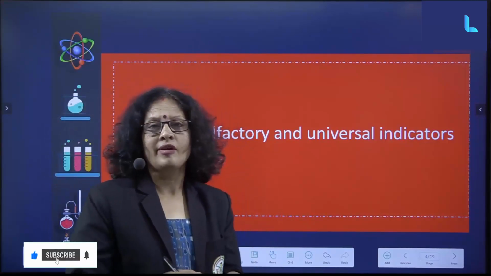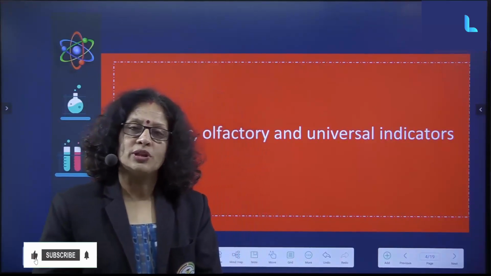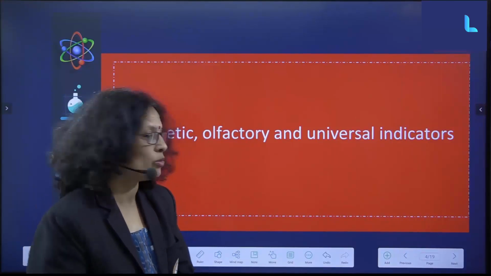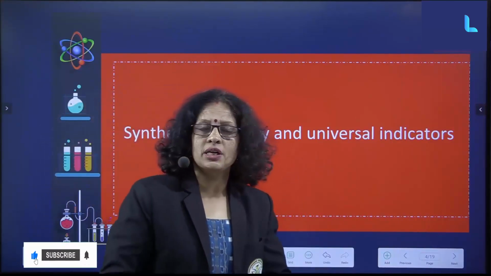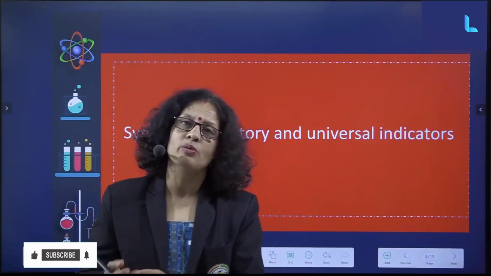Olfactory means we have indicators which have a specific smell. When it reacts with acid or base, it gives a specific kind of smell, and we can identify it with that. Then there is the universal indicator, which shows different colors in both acidic and basic media.